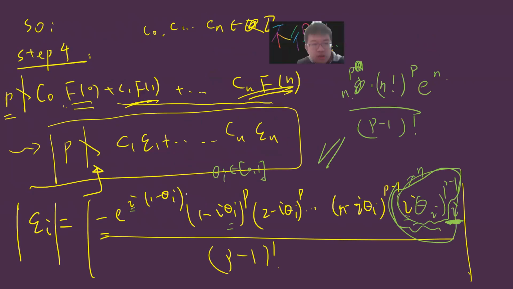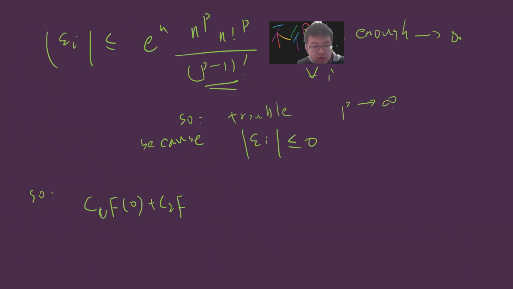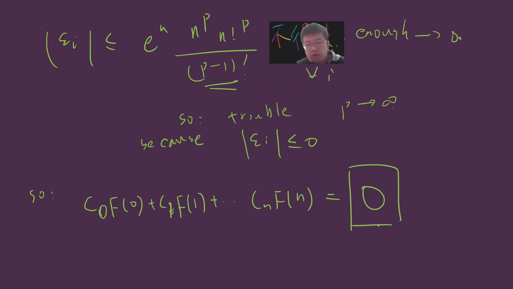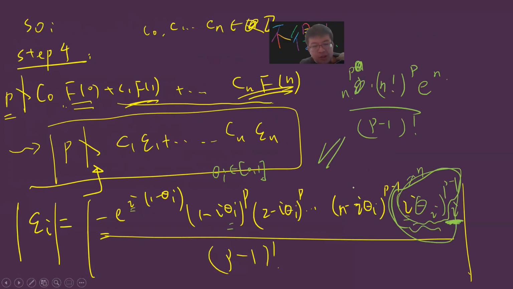Sorry, we proved that C0 F0 plus C1 F1 up to Cn Fn is 0. The reason is that the epsilon i can be arbitrarily small, and the right hand side must be an integer. So if the absolute value of the integer is arbitrarily small, then it must be 0. Okay, contradiction. Because if this is 0, then what?